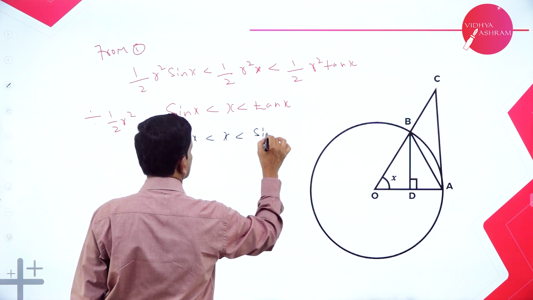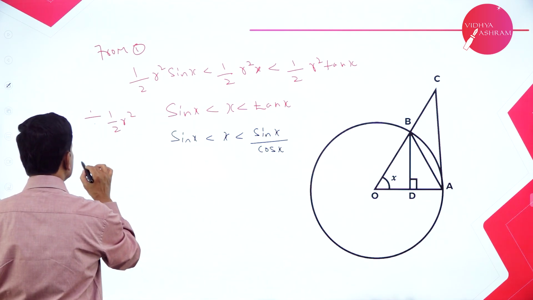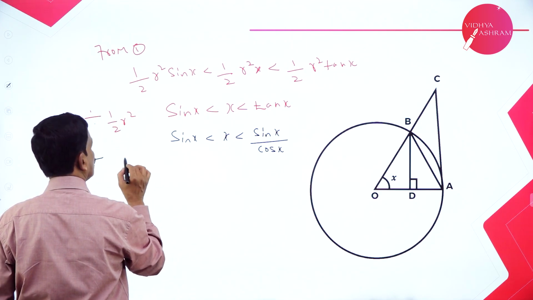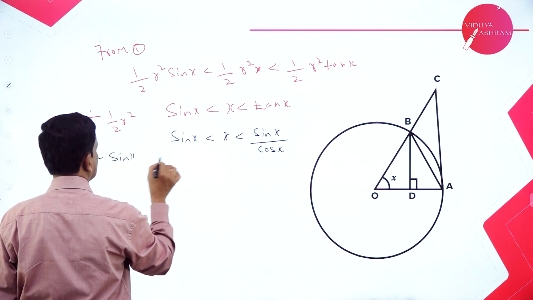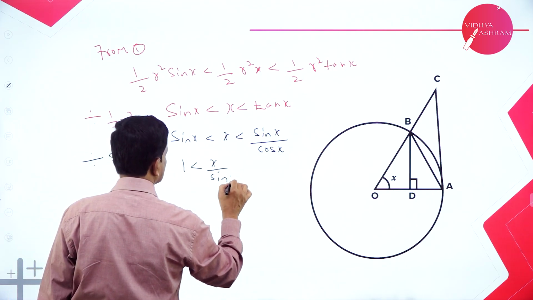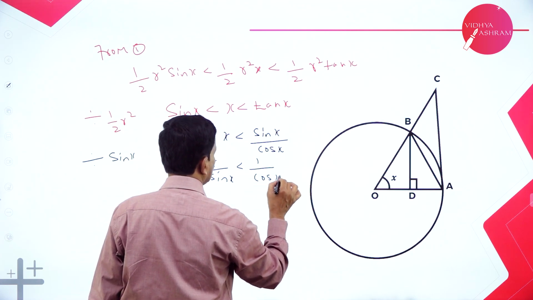Now tan x can be written as sin x by cos x. Now just divide by sin x. If you divide by sin x, 1 is less than or equal to x by sin x, which is less than or equal to, sin gets cancelled, 1 by cos x.